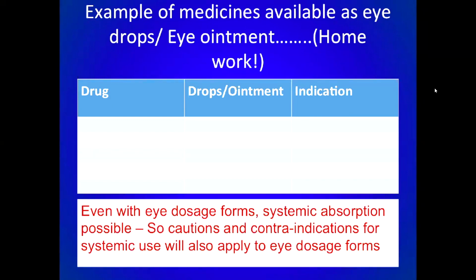Next one, I told you about glaucoma. Right, so in the eye, I told you 4 topics. One is the ocular dosage form. Second one is glaucoma. Third one is the dilating drops. And the 4th one is the steroids in the eye.